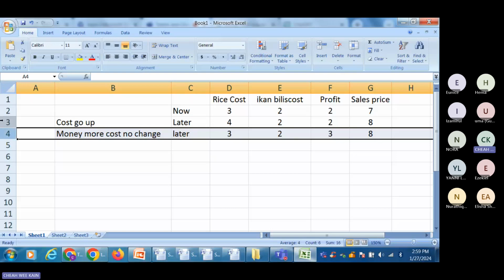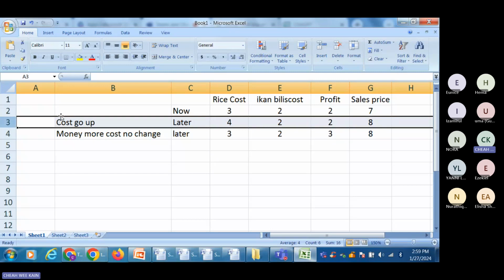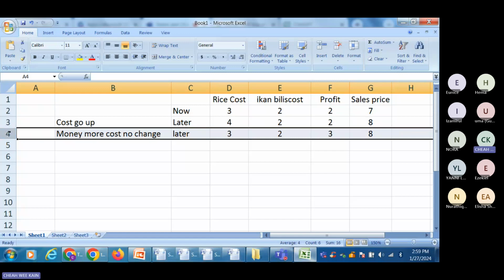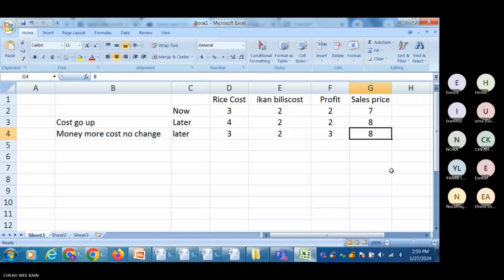Obviously, when cost goes up, they also increase price. But if there's no cost going up, if money goes up, they will also increase price. So this is called, from 7 to 8, inflation.